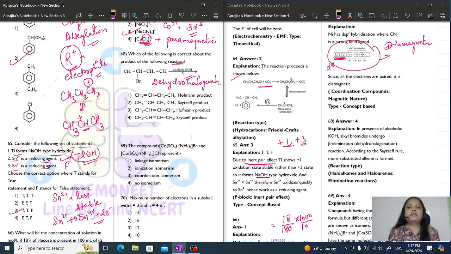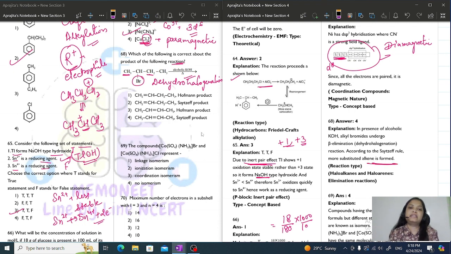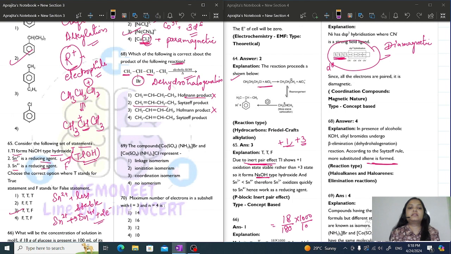Now how does this dehydrohalogenation take place? Bromine will be removed here and hydrogen can be removed from this carbon or this carbon. But according to the Zaitsev rule, the more substituted alkene is formed. So these options cancel. Now in the second option, this alkene is not substituted. So this one here, the double bond is between the 2 carbons. So it is more substituted.